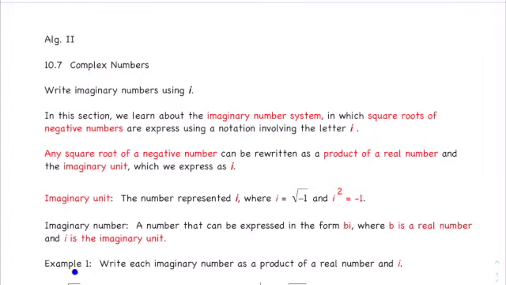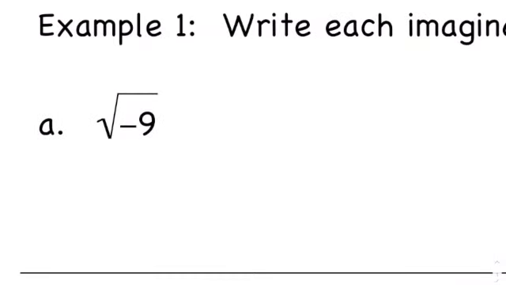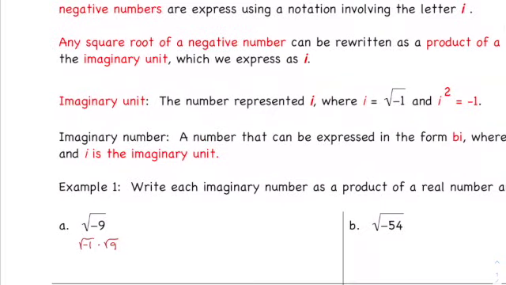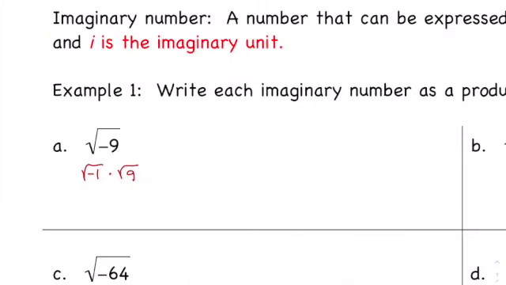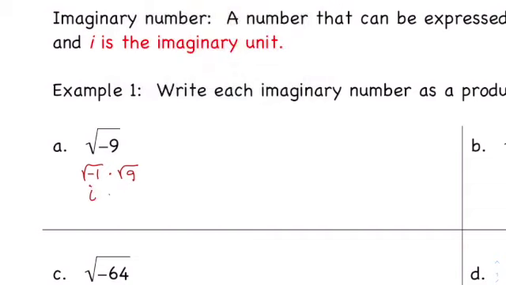So the first thing, we're going to start example 1: write each imaginary number as a product of a real number and i. The only thing you really have to do is write the square root of -1 times the square root of 9. Now we know the rules from before. The square root of -1 is i, and the square root of 9 is 3. I'm going to write it in the proper position so you can see. This is i times 3.